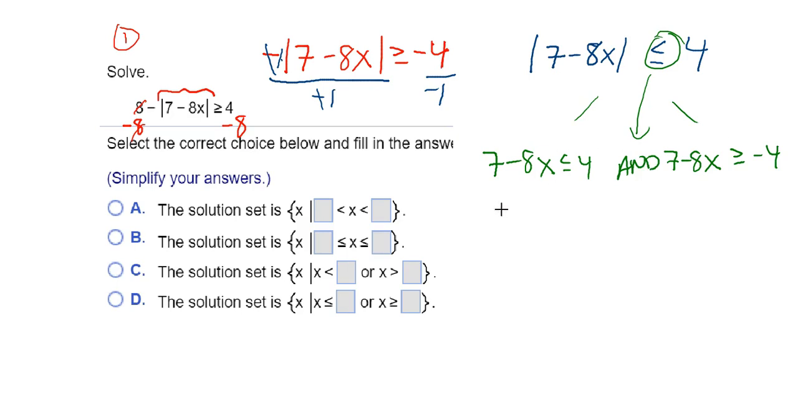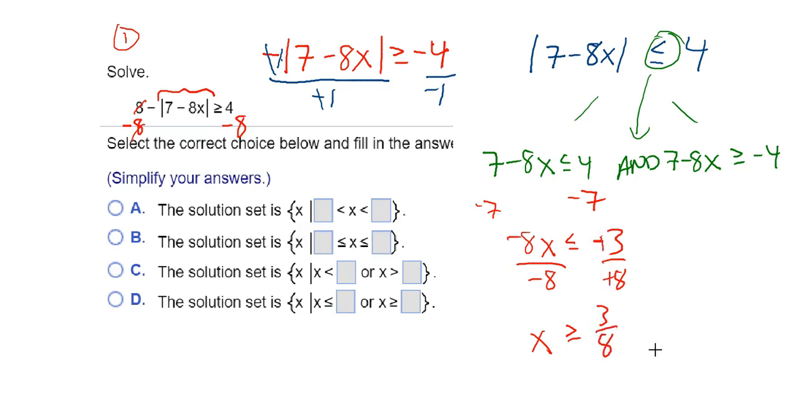Now we're going to solve each of these for x, so we will subtract 7 from both sides. We get negative 8x is less than or equal to negative 3. Divide by negative 8 on both sides, and we get x is greater than or equal to. So again, we divide by a negative on both sides. That symbol has to get flipped around again. And then here the double negatives are going to cancel each other out, and we get positive 3/8.